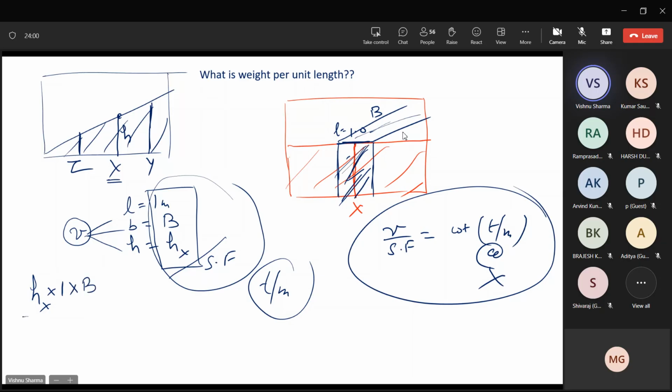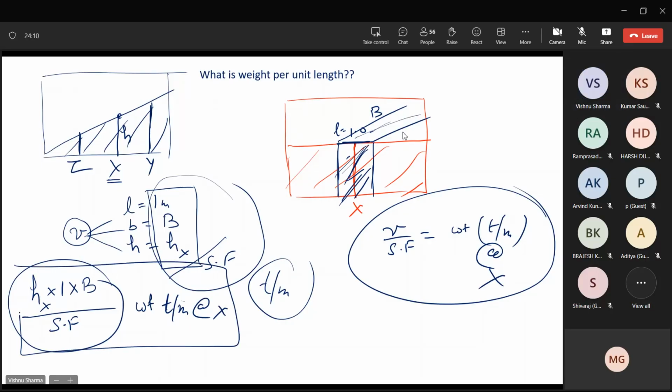This will be the volume of the cargo divided by stowage factor, which will give me weight in tons per meter at X. Understood, beta? Exactly the same way as we are getting. Only thing is, when it was trimmed level, you very conveniently accepted what I said. It is 20 tons per meter because you divided and you accepted it. But if I straight away go to sloping and start talking about it, you'll have a confusion. So first, let's put this issue to rest. Once it is done, it's not bothering me much.